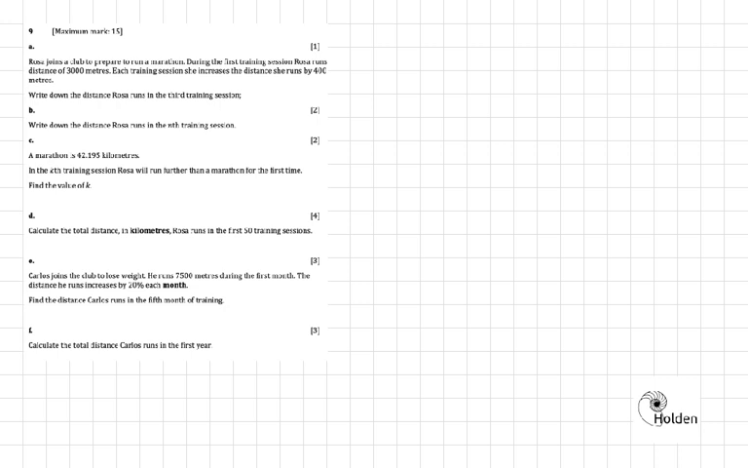Okay, duplicate page. So let's go for E. Carlos joins the club to lose weight. Good on you. He runs 7,500 meters during the first month, but then he increases by 25% each month. So we're changing from an AP to a GP. Find the distance Carlos runs in the 5th month.